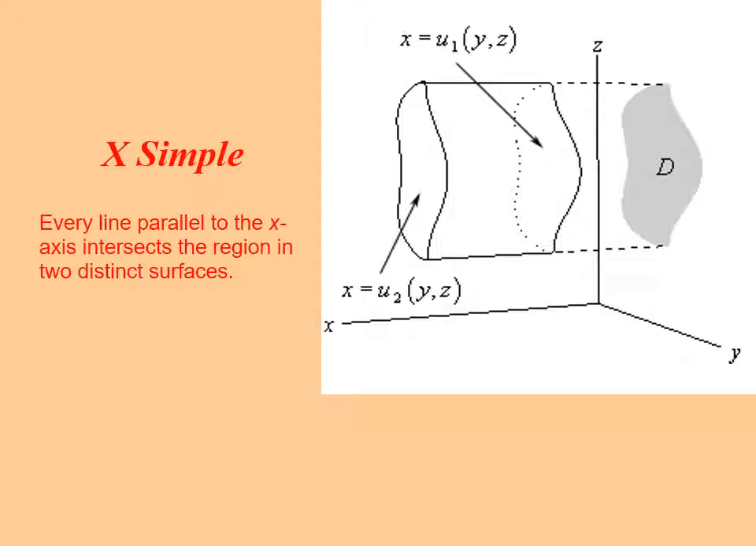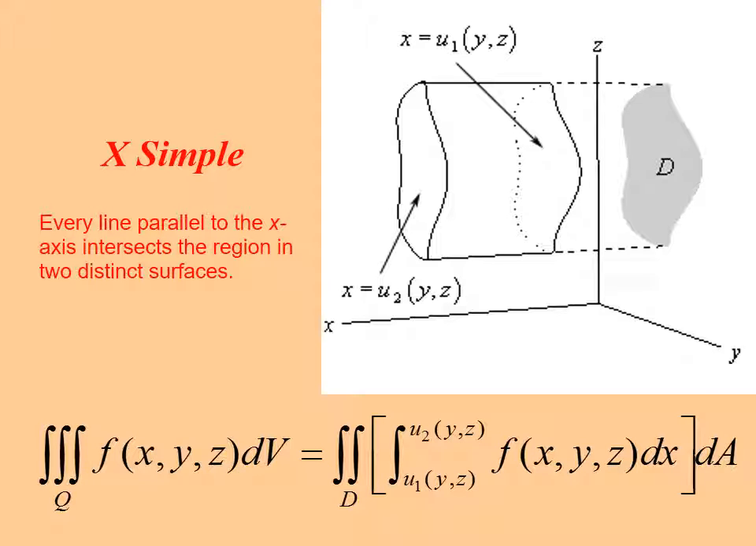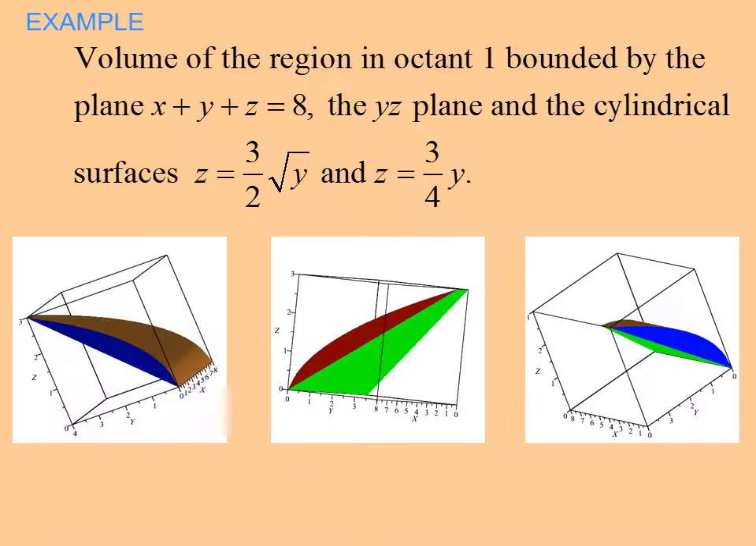So let's take a look at this, which would be an x simple region. That means when we set up our integral, we will be first integrating with respect to x. Then we need to describe the remaining projection of that image onto the YZ plane. So in this example, we're trying to find the volume, which means we'll just be integrating the function 1. So it's basically the region we're integrating over that we're interested in.